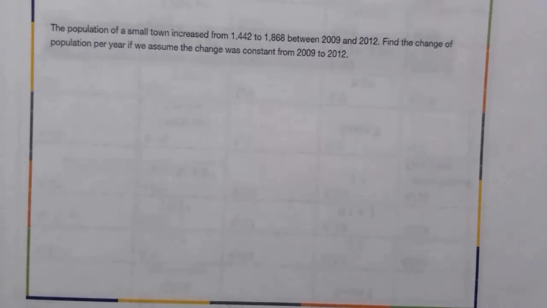So it reads, the population of a small town increased from 1,442 to 1,868 between the years of 2009 and 2012. Find the change of population per year if we assume the change was constant from 2009 to 2012. So find that rate of change.